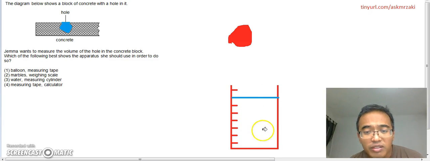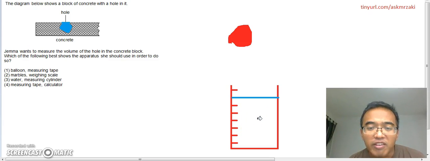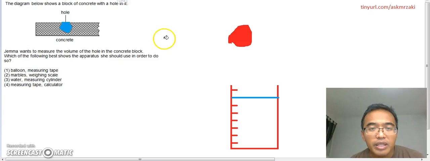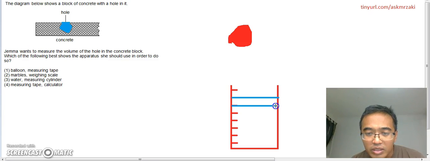Remember, liquid has a fixed volume of water, but I've poured some into the hole. What would happen is that the water level will now decrease. Am I right? So after pouring, instead of the top level being here, it has decreased because we've poured some of this water into the hole, until it totally filled up the volume.